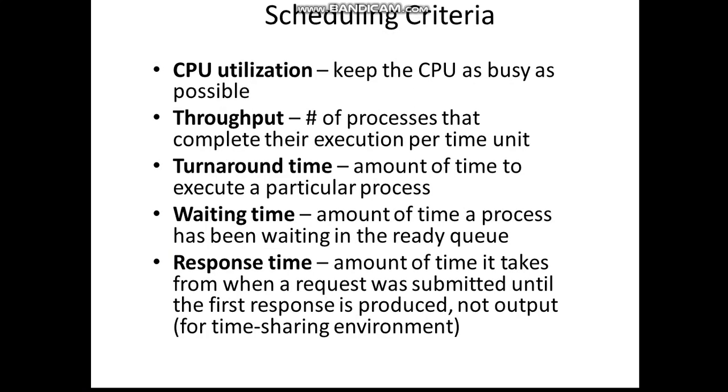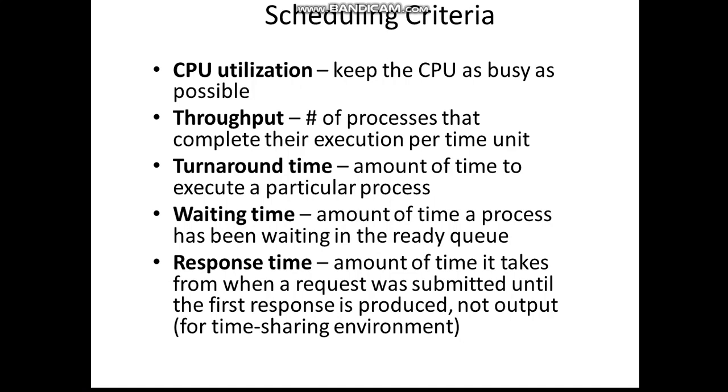So these are the scheduling criteria based on which the algorithms work. One is CPU utilization, making the CPU as busy as possible. Throughput is another term, that is the number of processes that complete their execution per unit time.